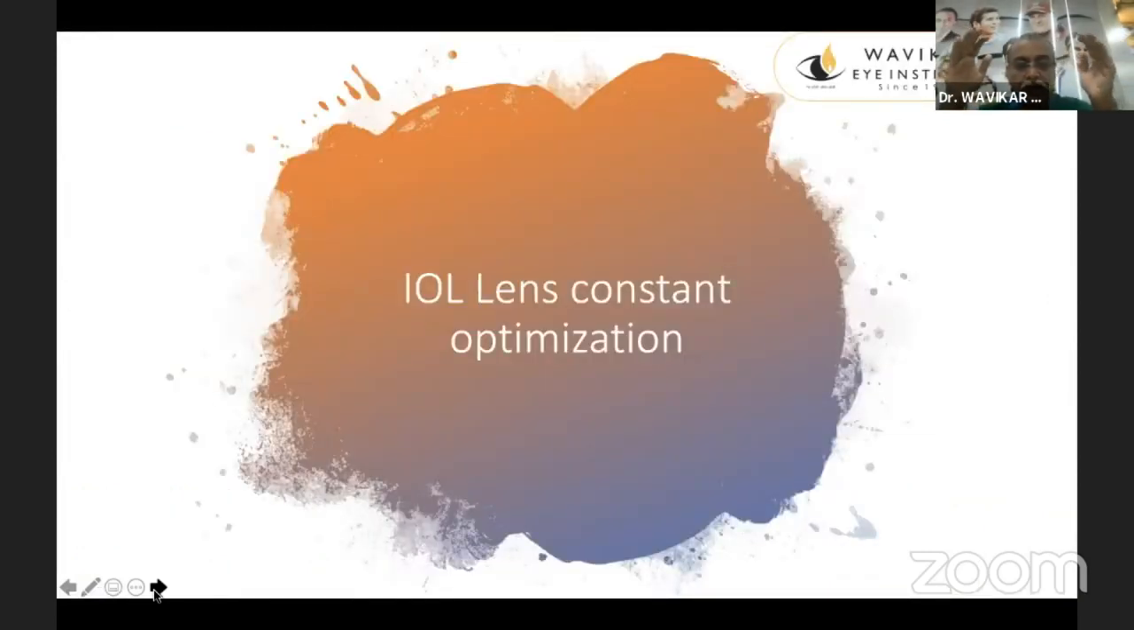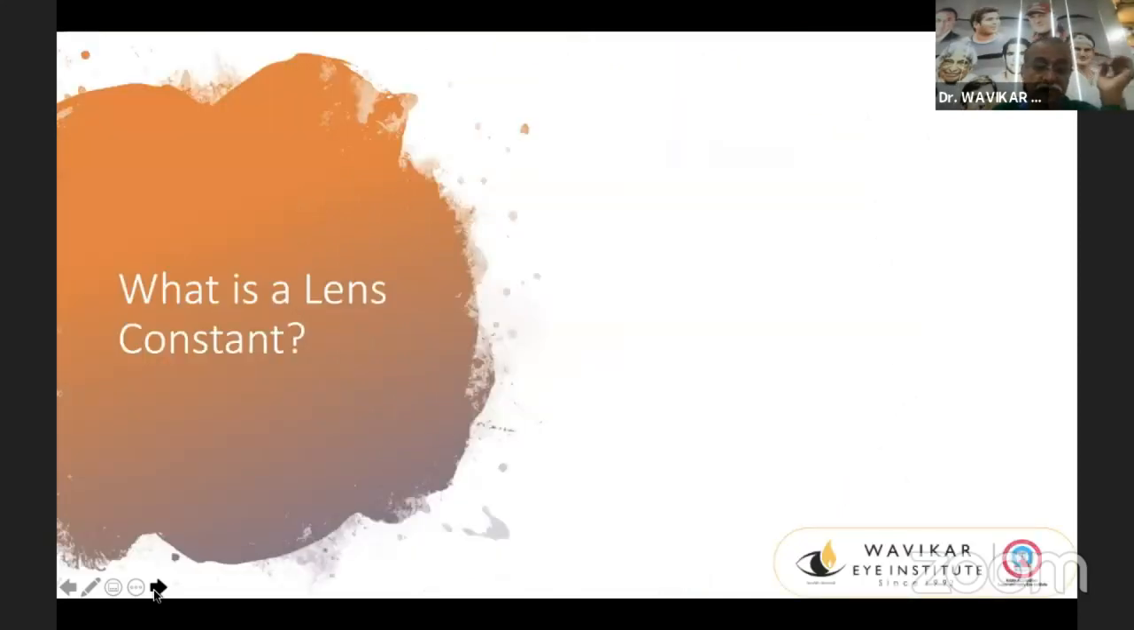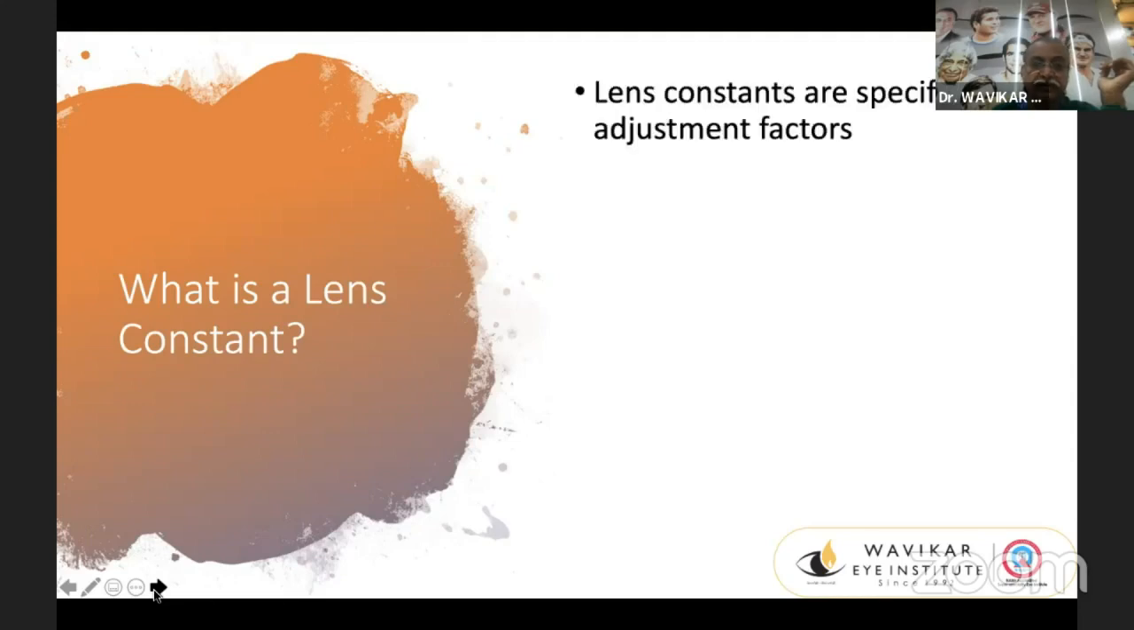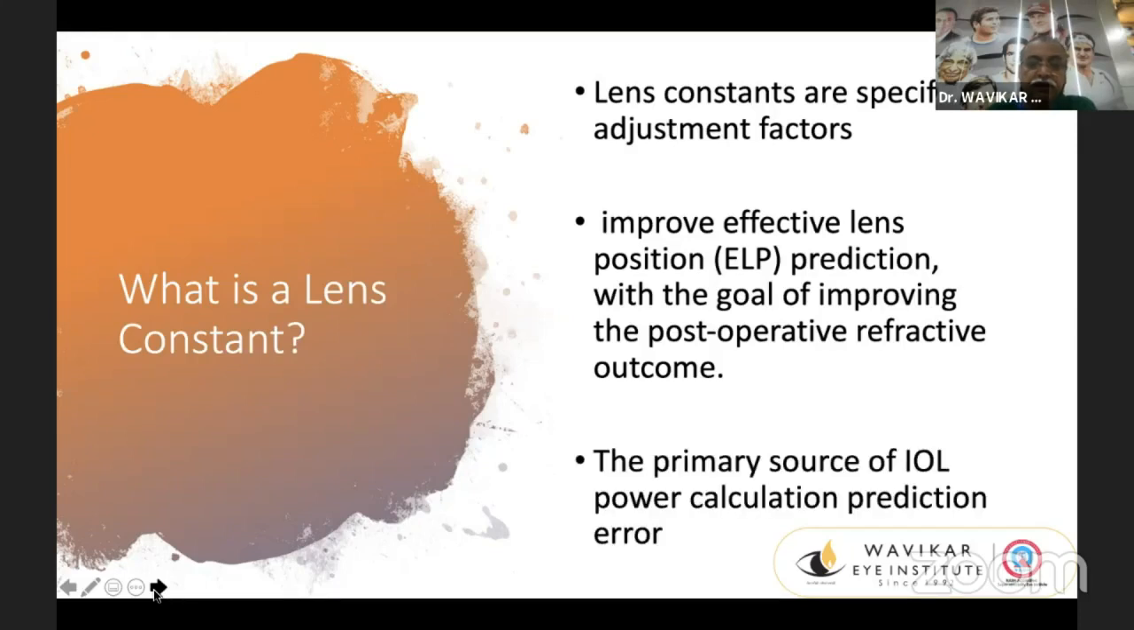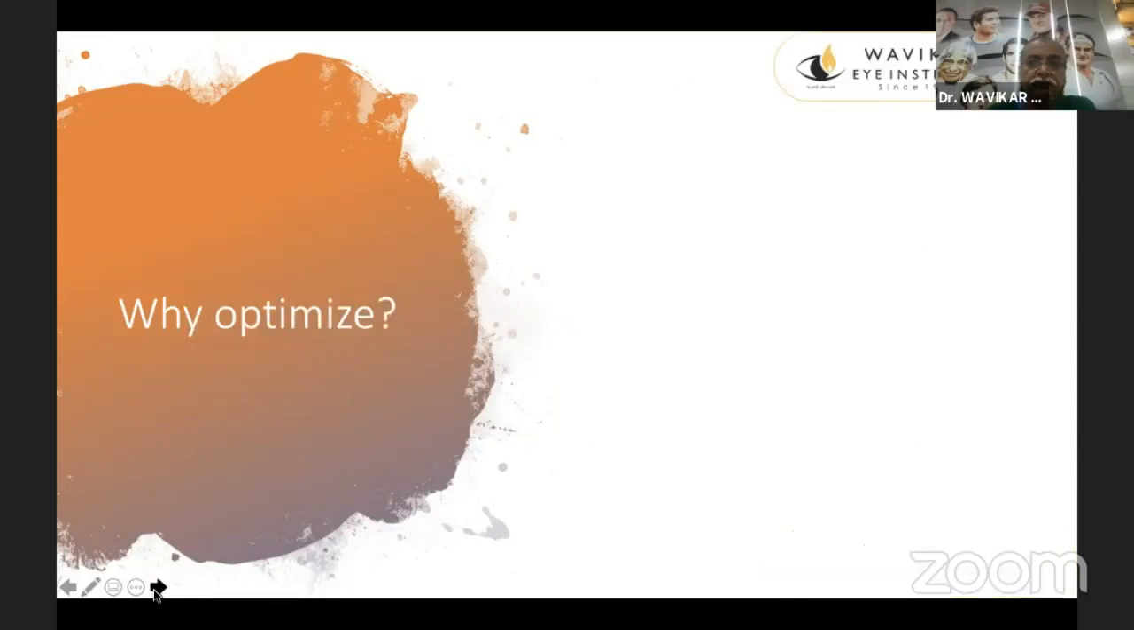Okay, now let us go to the next part, that is the IOL lens constant optimization. Anybody who wants to have very good refractive results after cataract surgery needs to do this. So what is the lens constant? These are the constants or specific adjustment factors which improve the predictability of the effective lens position, which is the primary source of error in the IOL power calculation.